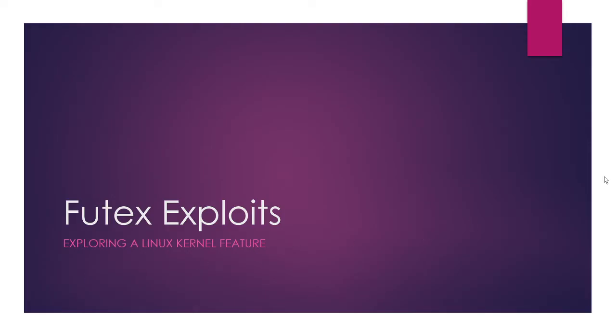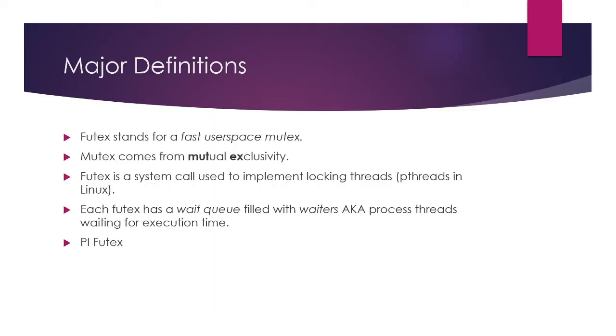Hi, my name is Nestor, and today we'll be going over Futex exploits, which are a Linux feature. Futex stands for fast user space mutex, and mutex comes from mutual exclusivity, which is how we ensure that there aren't race conditions when we are running concurrent threads. So Futexes in Linux are implemented as a system call, and you use those to make locking threads.